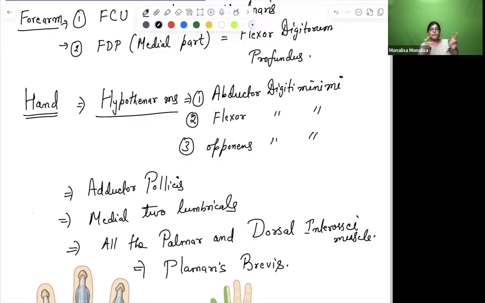The medial two lumbricals, not the lateral ones, because the lateral ones are supplied by the median nerve. Adductor pollicis, all the palmar and dorsal interossei, that makes a total of 4 palmar and 4 dorsal interossei, and palmaris brevis, the muscle in the subcutaneous fat. So all these muscles, which make up the major content of the muscles of the hand, are supplied by the ulnar nerve. That is the reason the ulnar nerve is called the musician's nerve.